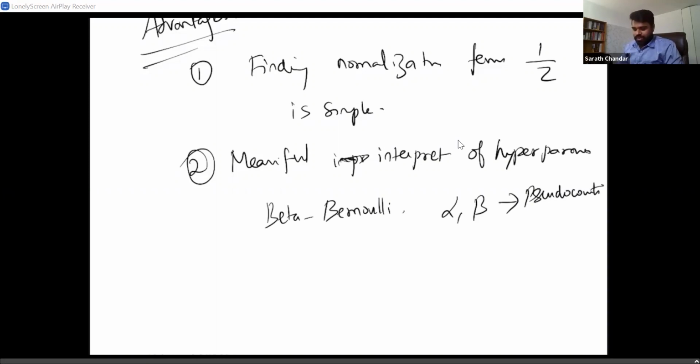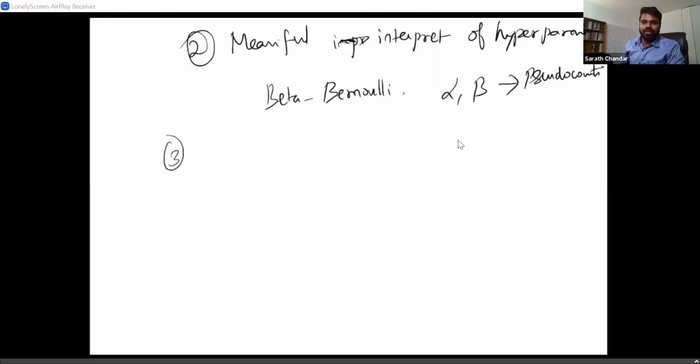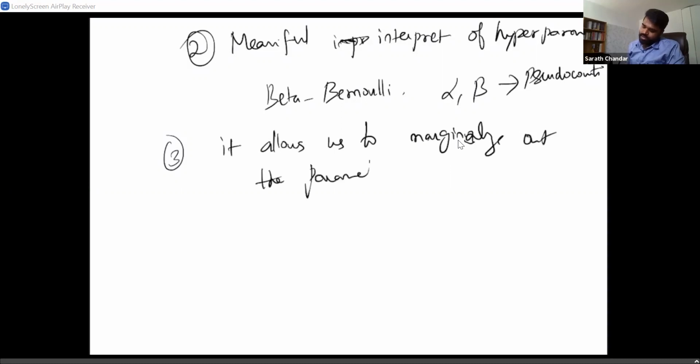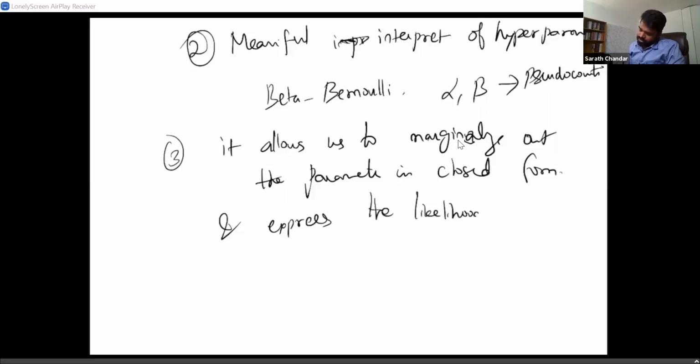Now there is also another very useful property of conjugate priors, which is that it often allows us to marginalize out the parameters in closed form, and thus express the likelihood of observations directly in terms of hyperparameters.